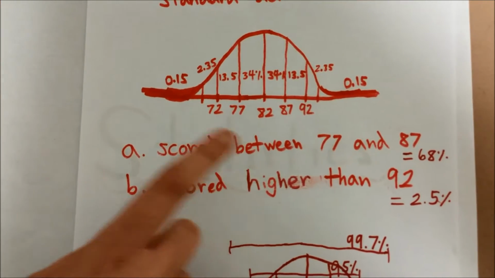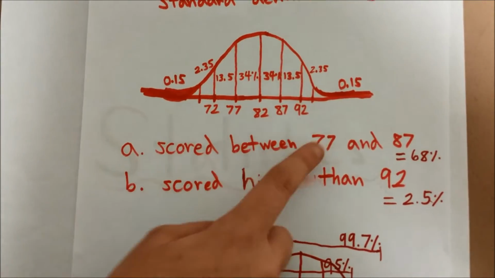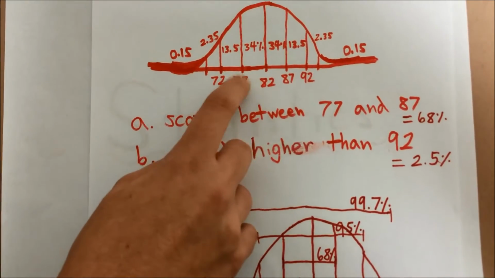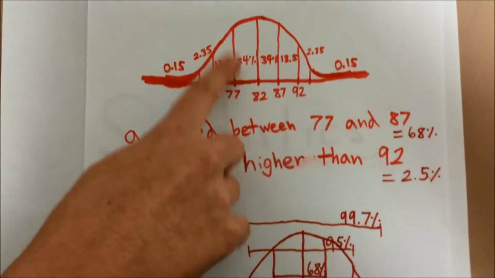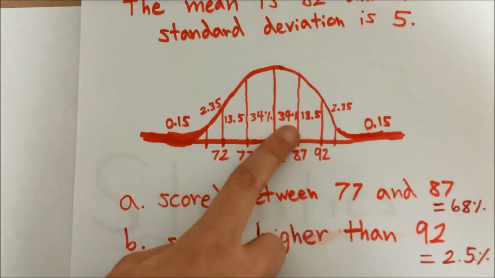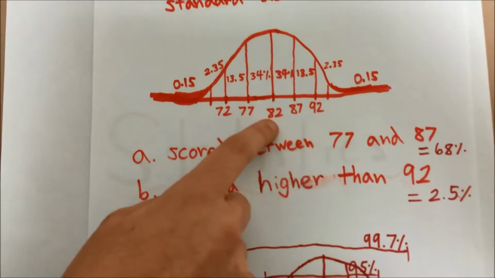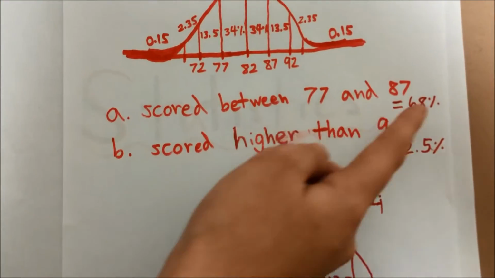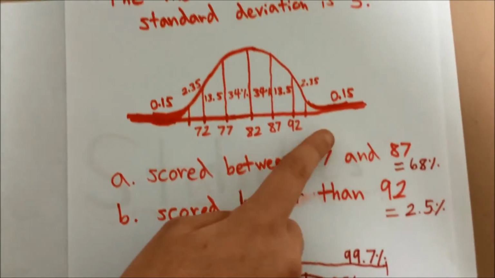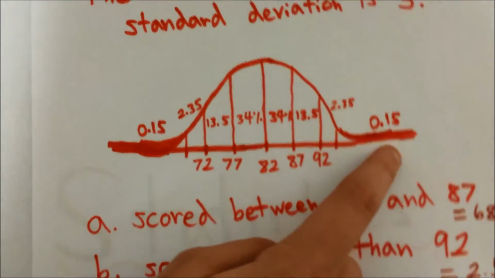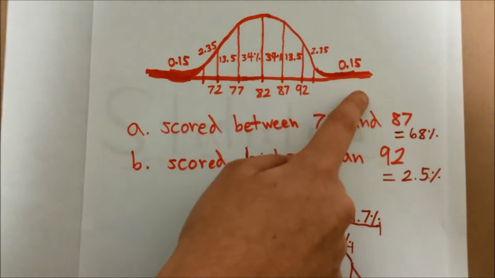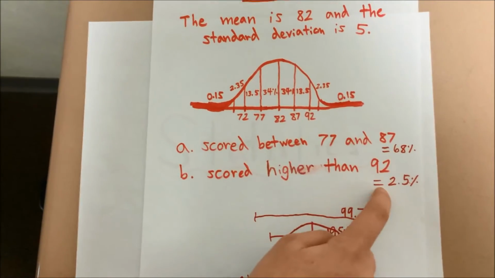Okay, so to start off with A, scored between 77 and 87. For this, you just add what's in between them, which is 34% and another 34%, and that gives you 68%. And then for B, which is scored higher than 92, you have to add what's above 92, which is 2.35% and 0.15%. You add that up, and I got 2.5%.